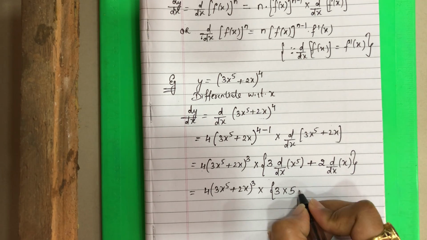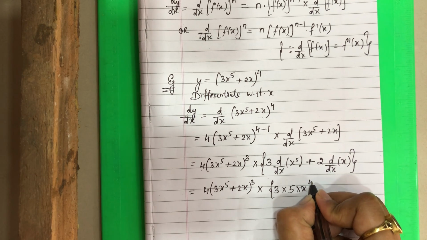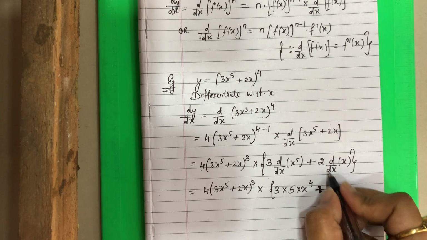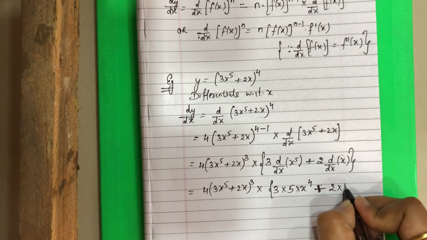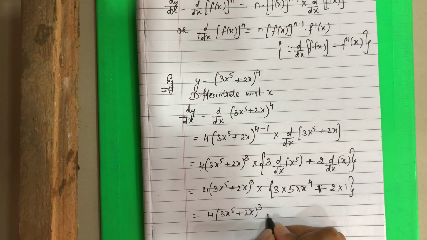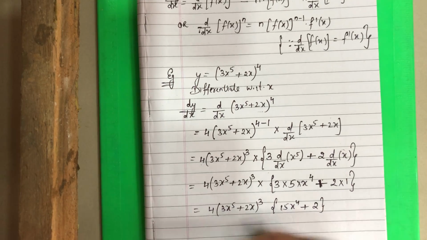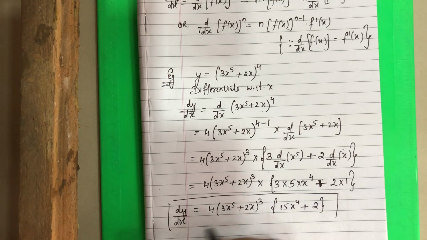So this gives you 5 into x raised to the power 5 minus 1. I can write down directly 4 now. Plus 2. The differentiation of x with respect to x is 1, bracket close. So this is 4 (3x^5 plus 2x) whole cube, bracket, 5 3s are 15 x raised to the power 4 plus 2, bracket close. This is the value of dy by dx.